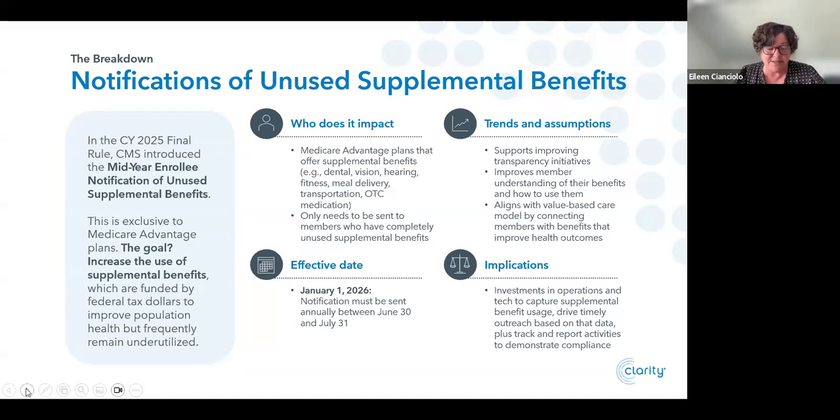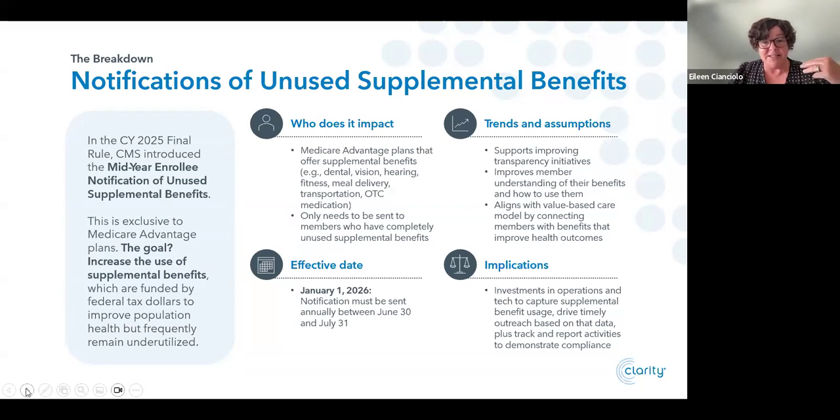So, for example, if somebody did go to the dentist to get their teeth cleaned, they utilized some of that benefit, so you're not required to report on that one. However, for any of the other ones, you've got to be able to pull the data to know that they have the supplemental benefit by member, that there has been zero utilization of that specific supplemental benefit, and that needs to be included on the notification that's sent between June 30th and July 31st.